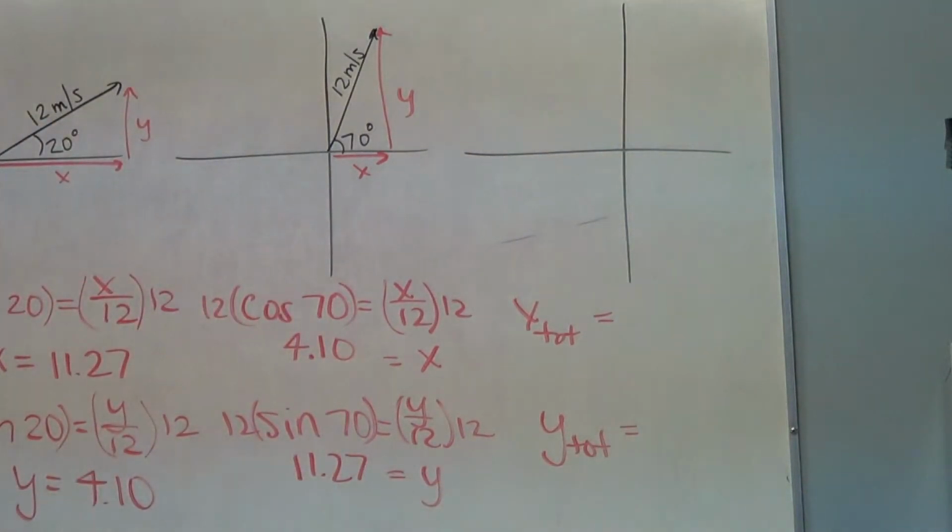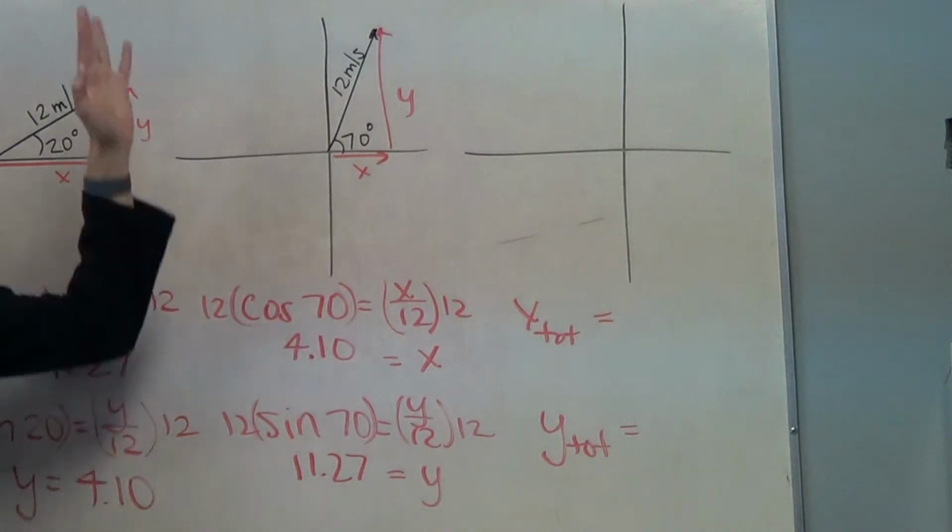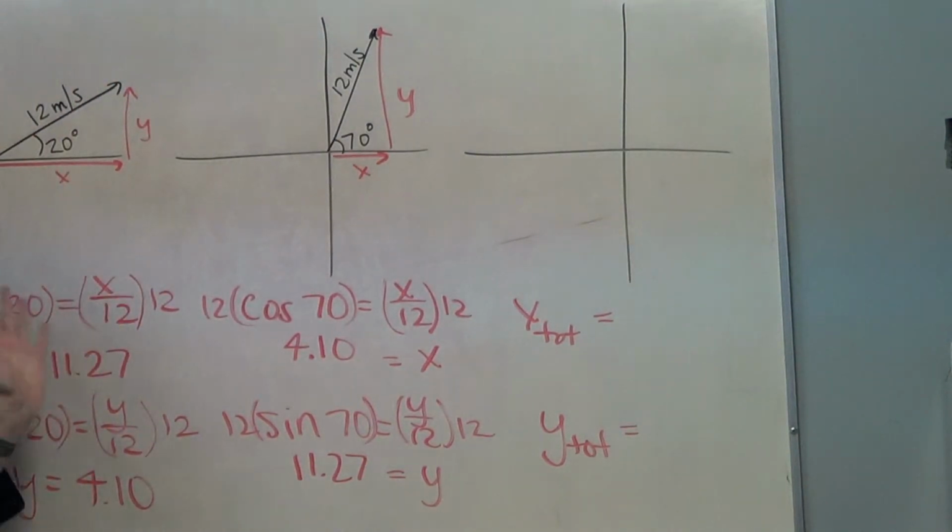And they're going in the same direction. Both of these are going in the same direction. The x's are both going to the right and the y's are both going up. So we can just add them together. If one's going to the right and one's going to the left, or up and down, we need to subtract them.